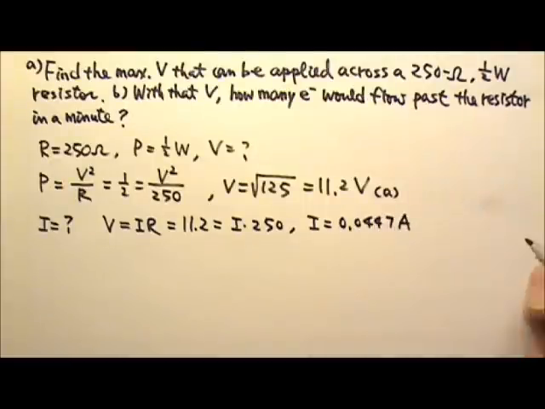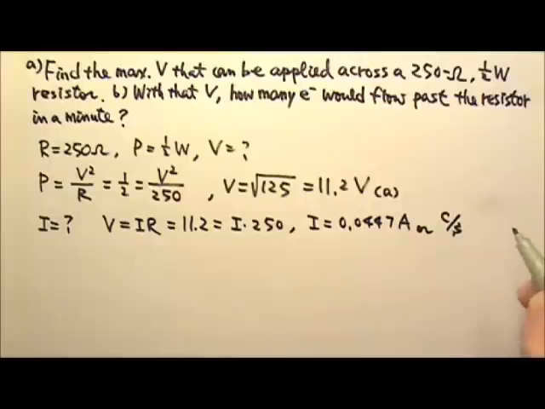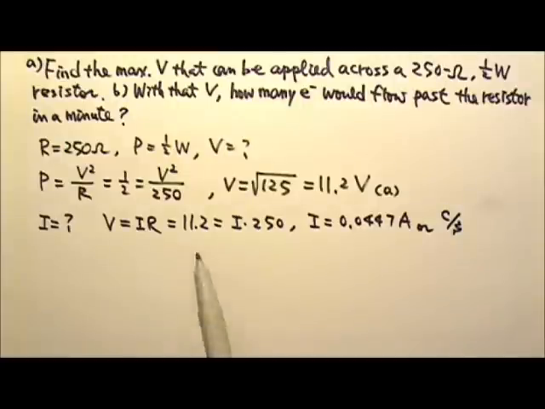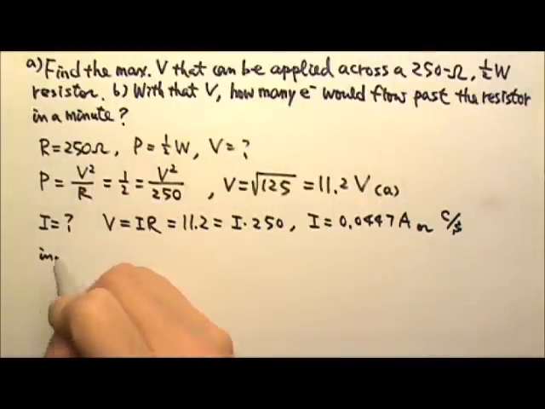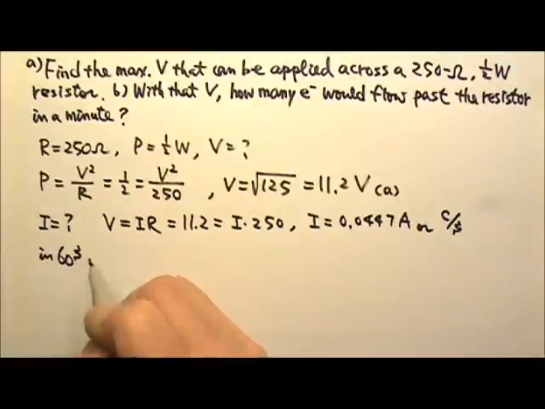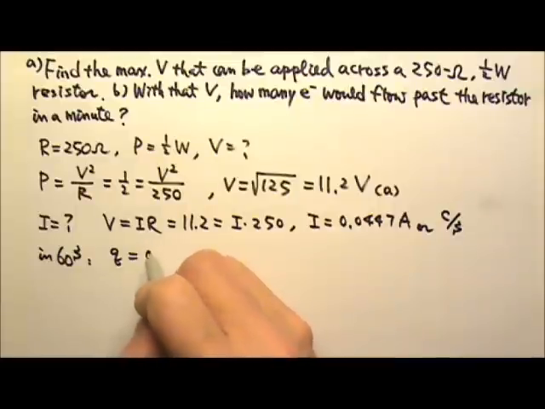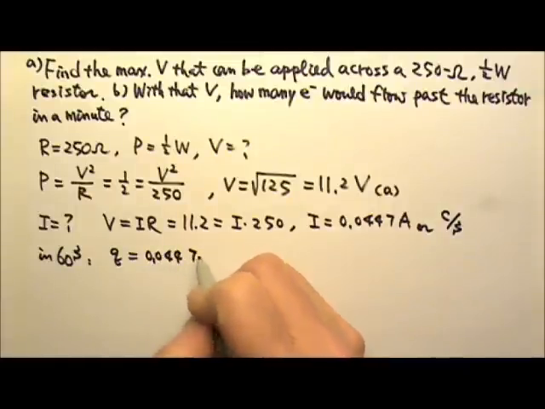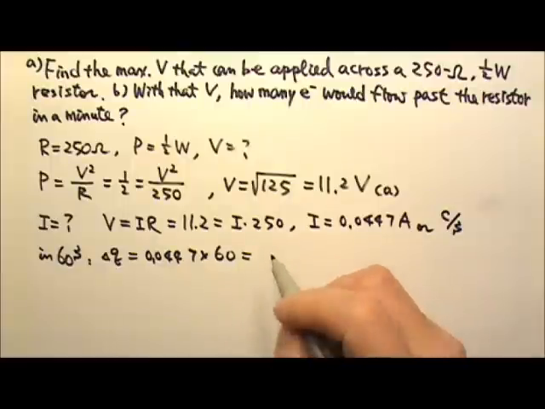0.0447 amps. And amps means coulombs per second. So this means 0.0447 coulombs of charge flows by every second. And we want the number of electrons in a minute. So in a minute, 60 seconds, the charge that flows by would equal 0.0447 times 60. And this will give us the charge flow, and that's 2.68 coulombs.